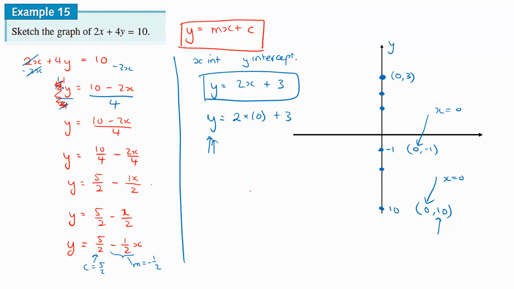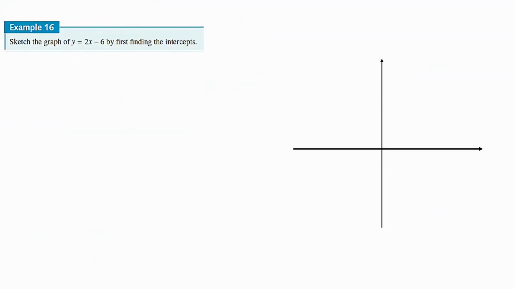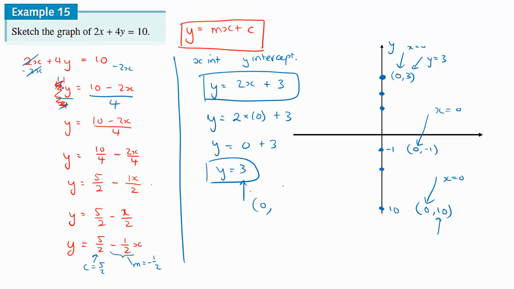True? Because if you put in x equals 0, what you're meant to get is y equals 3. That's your y-intercept. So in my case here, I can see that y will equal 2 times 0, which is 0, plus 3, and that gives me 3. That's why we say this is your y-intercept when x is 0. So when x is 0, we found out that y is 3.